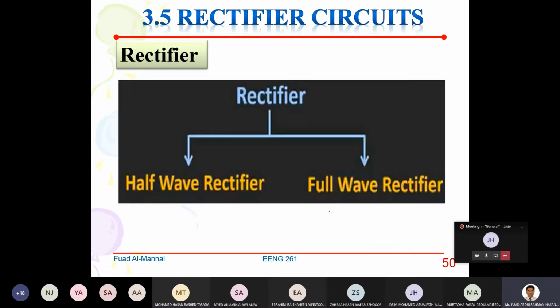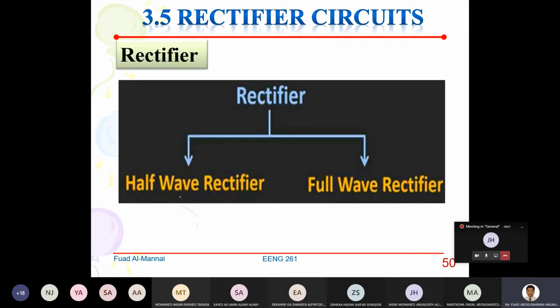Now, rectifiers. Rectifiers are categorized in two. The one that we're going to deal with is the half wave rectifier. The other one is called the full wave rectifier. Now, the half wave rectifier, we don't really use it in any circuit.